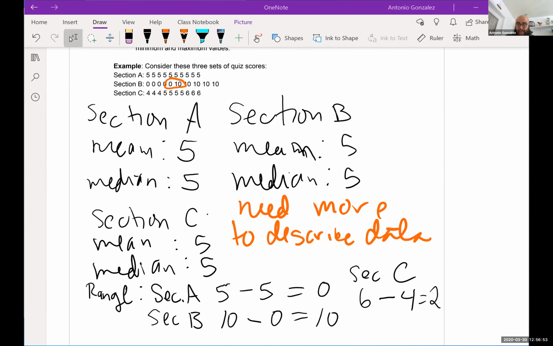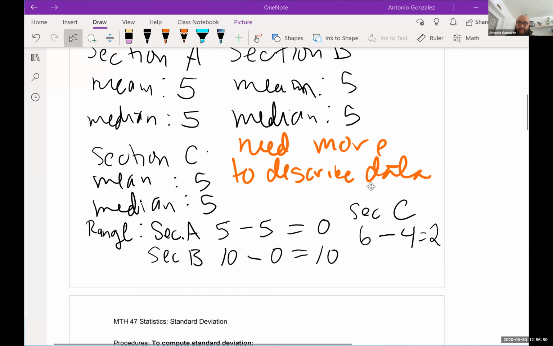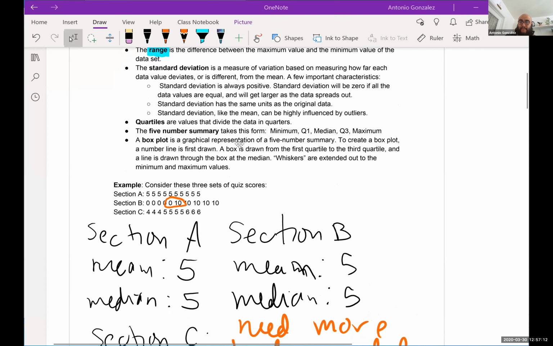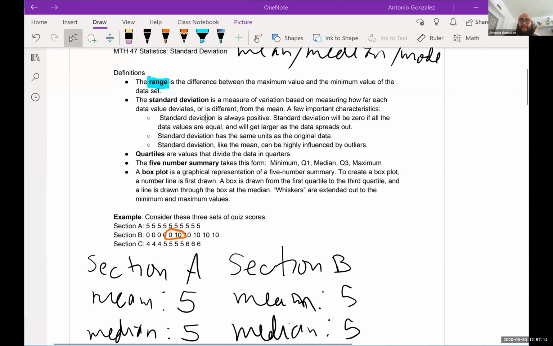Okay. All right, any other questions so far we got here? So we're okay on calculating the range, or what is the range, more importantly? Okay. All right. So now our next term is this idea of the standard deviation.